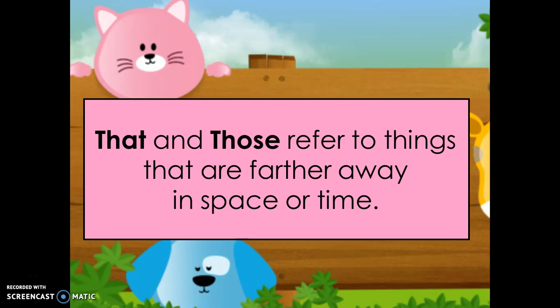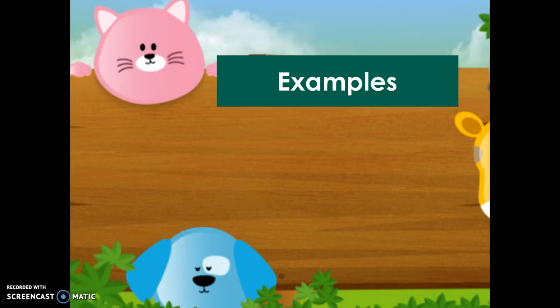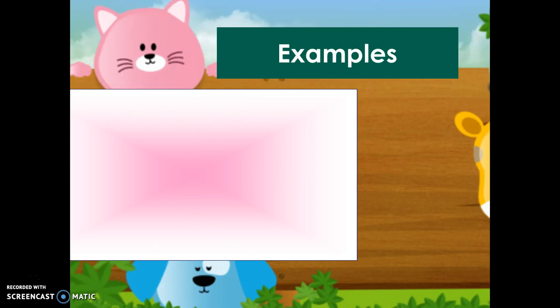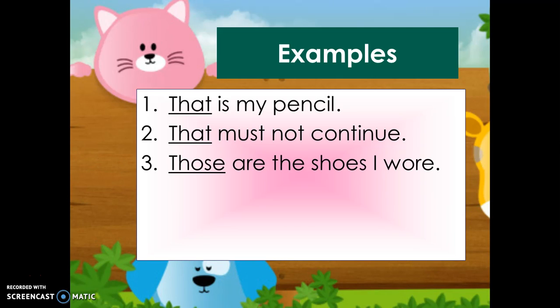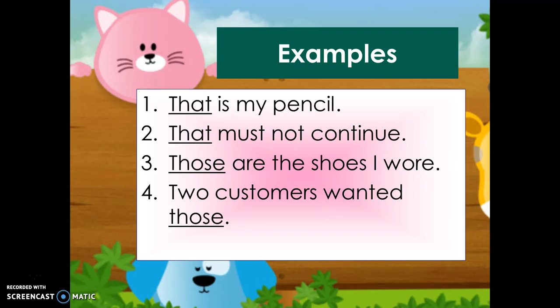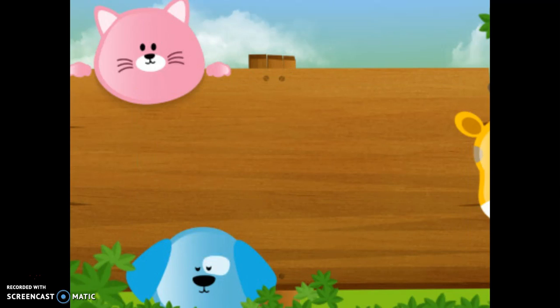That and those refer to things that are farther away in space or time. Examples: That is my pencil. That must not continue. Those are the shoes I wore. Two customers wanted those.